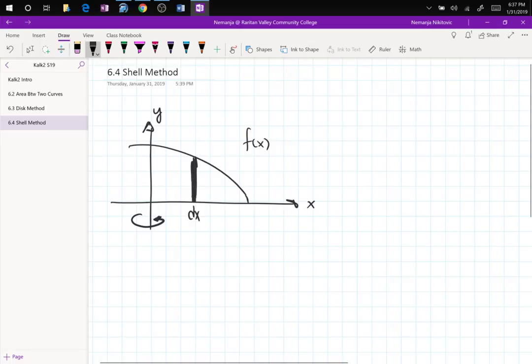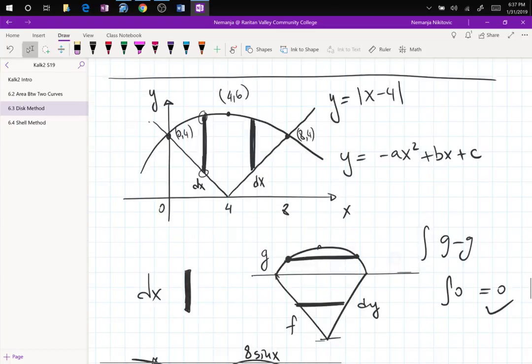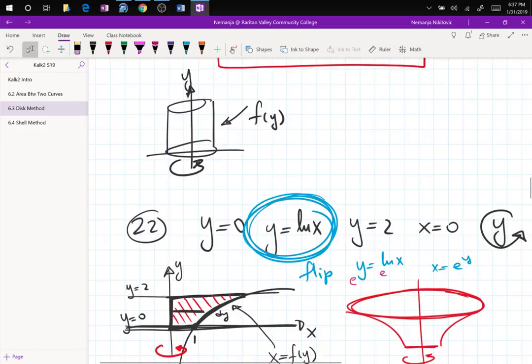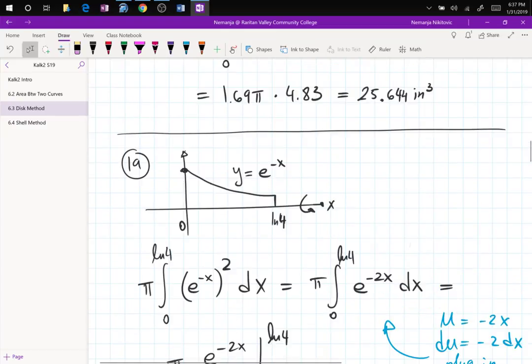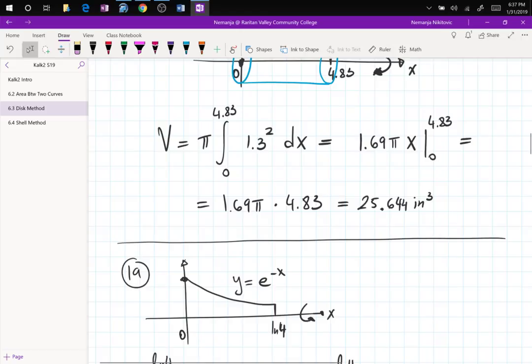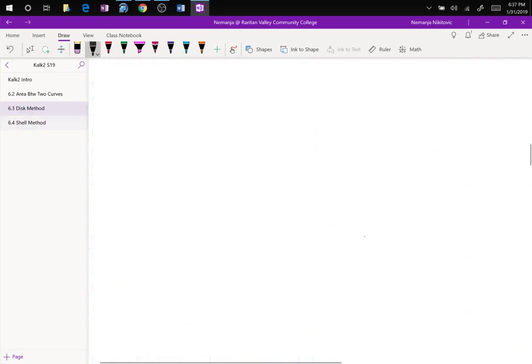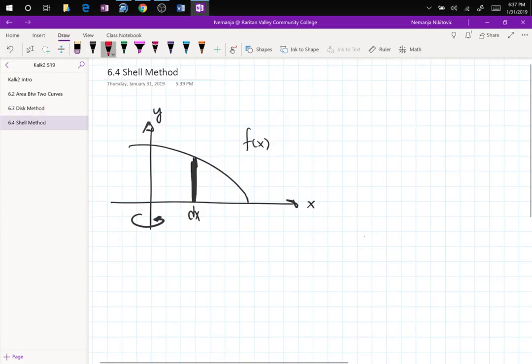Now, this is the time for me to quickly jump in a previous lecture and remind you, when we go up to one of our examples, that every time when we looked at these, here's my representative rectangle dx. Observe that dx is perpendicular to axis of rotation. So disk method is perpendicular, shell method, as you can see, is parallel.